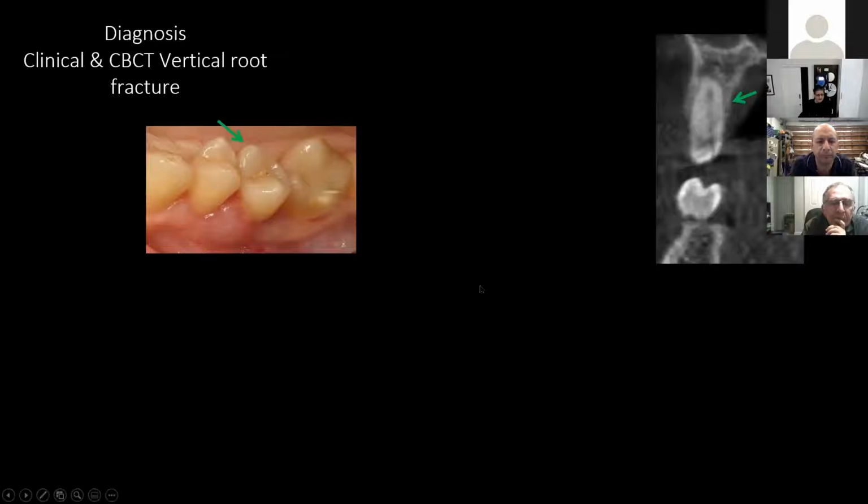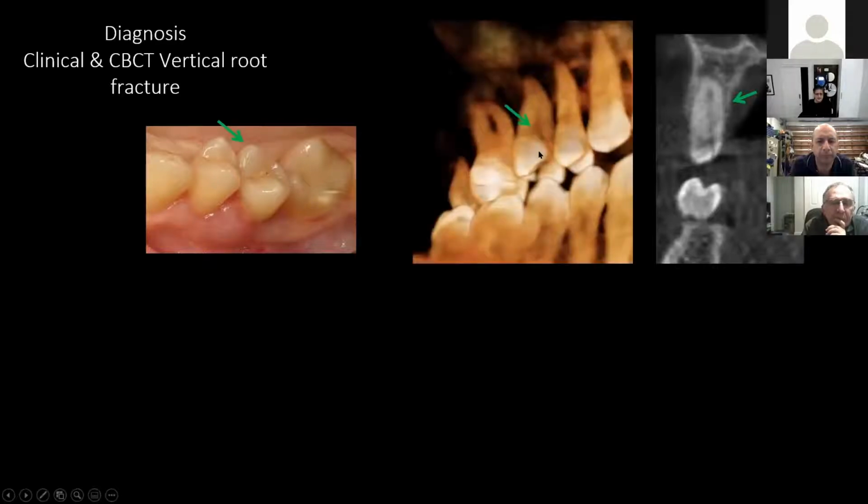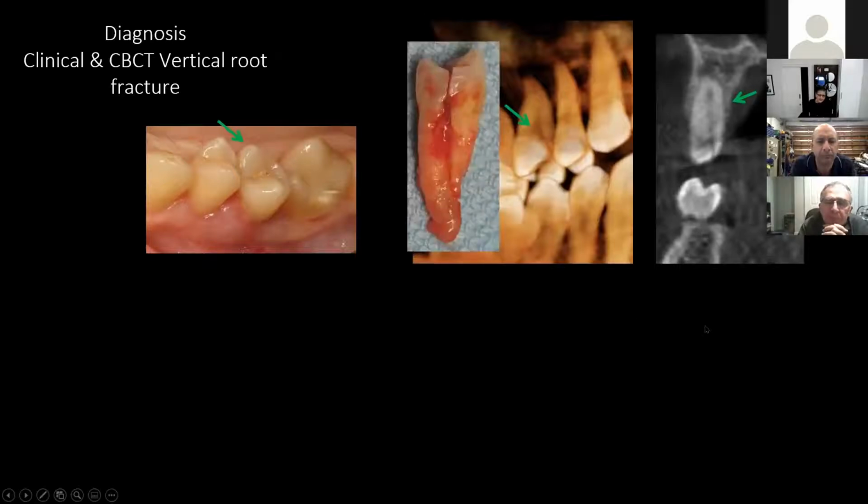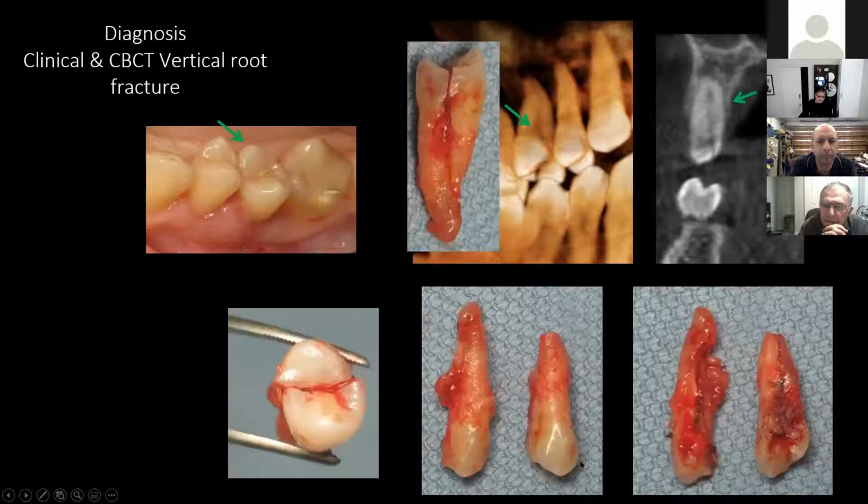And so we look at the CT view. You can just see it's quite obvious. We removed this tooth just to show what I'm talking about: a vertical fracture, and naturally you can just see it.